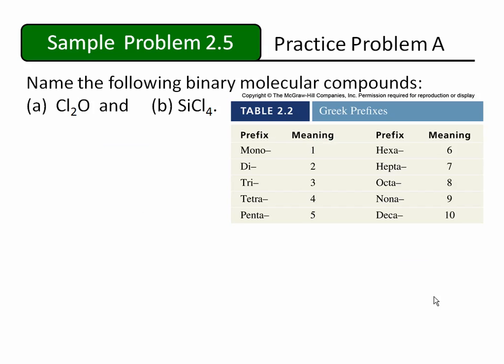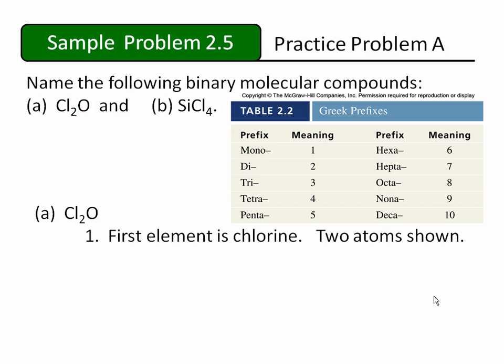Let's look at the first compound and keep the table close to help us out. The formula for this compound is Cl2O. Following the steps that we just outlined, we'll examine the first element and call it chlorine. We are given 2 atoms of chlorine based on the subscript 2, so we will use the prefix di from the table to indicate that there are 2 chlorine atoms.